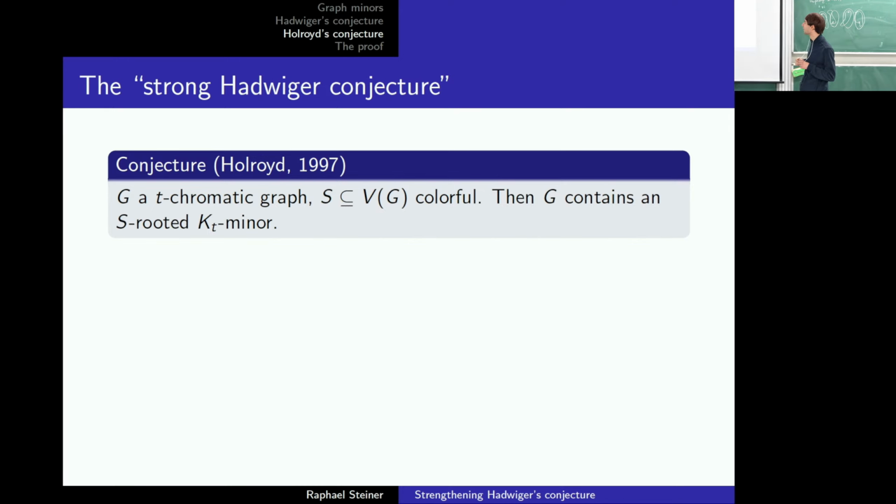They're the simplest graph we can think of which needs t colors. And Hadwiger's conjecture says, at least in some form, you should find this as a substructure in your graph if you have chromatic number t.